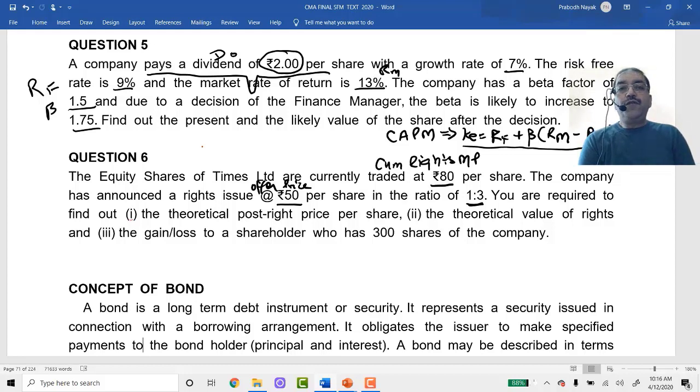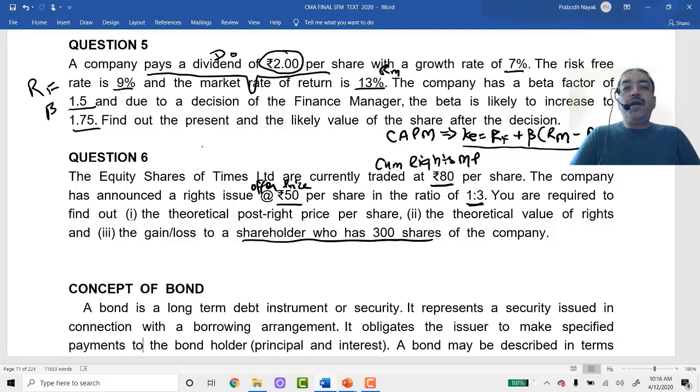Total number of shares of the company are not given. Shareholder who has 300 shares is the third part of the question. But for solving the first and second part, I require to know the number of shares. Number of shares is not given, but I am given the market price per share, 80 rupees. So what I will do, I will calculate VR.